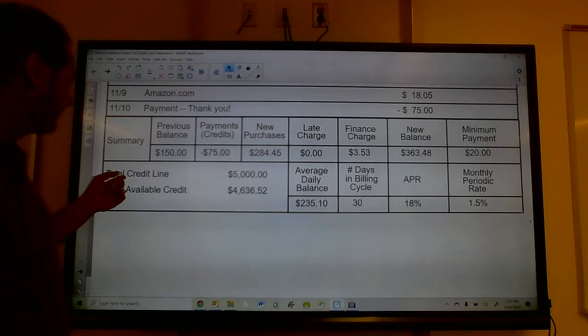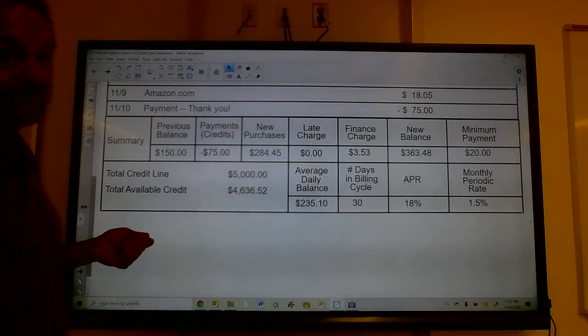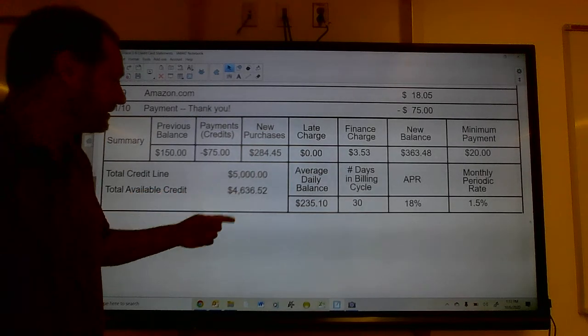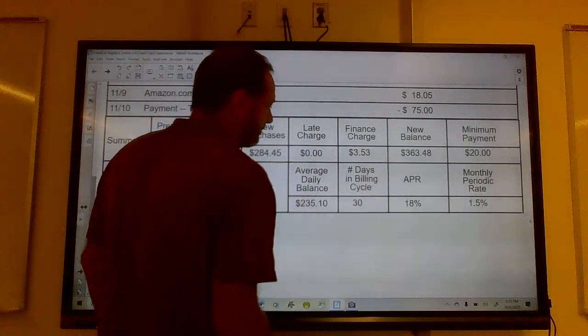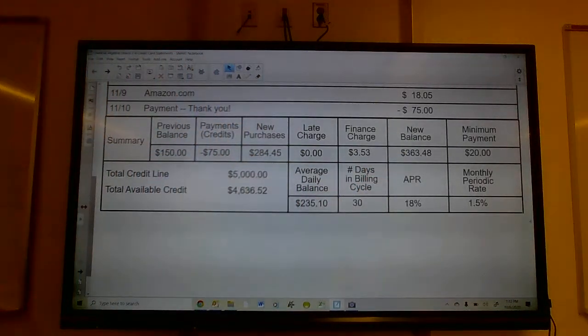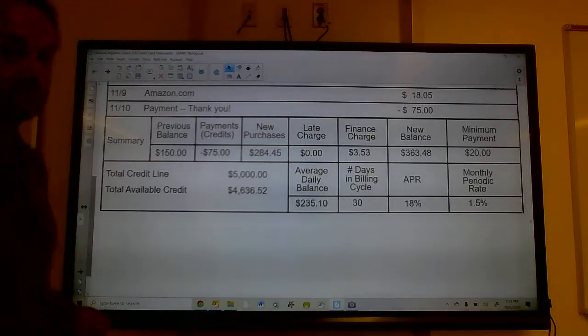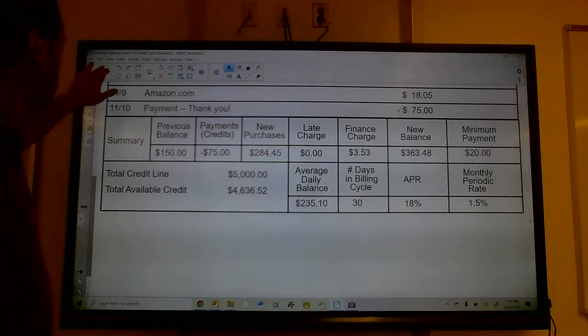Okay, now look over here. It says total credit line is $5,000. So this person can use up to $5,000 on their credit card. The available credit is going to be the credit line, $5,000 minus the new balance of $363. So this is how much they have that they can still charge. You want to keep this number as big as possible.